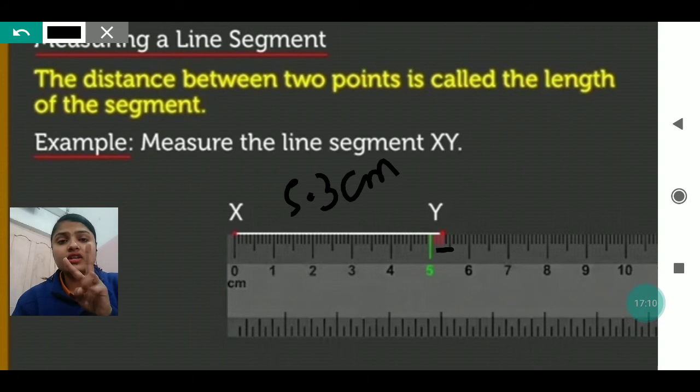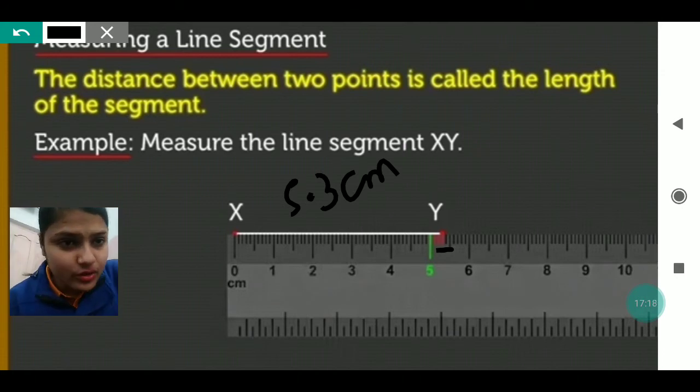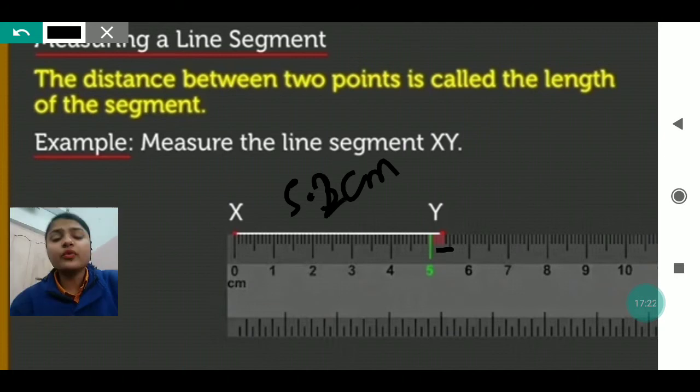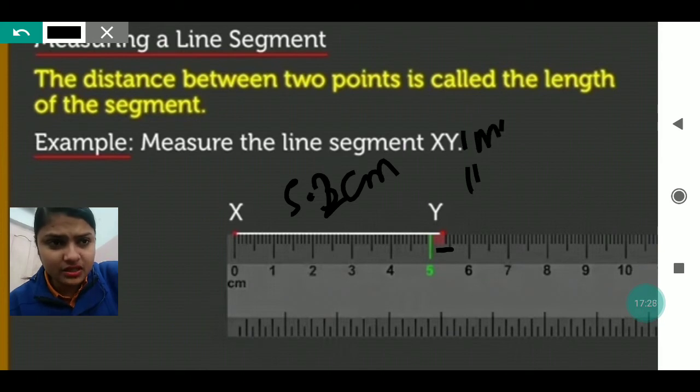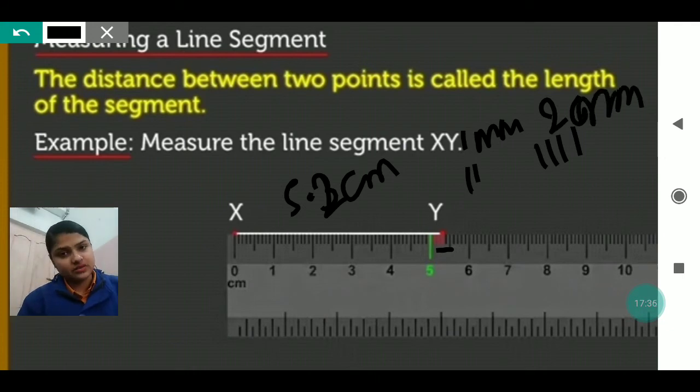Okay, and we know 2 subdivisions make 1 millimeter. Right now you can see 1 2 3 4, it is 4 actually. So it is 5.2 centimeter. If two subdivisions are considered as 1 millimeter, then if 4 is there, it will be considered as 2 millimeter. That will be added to the centimeter.